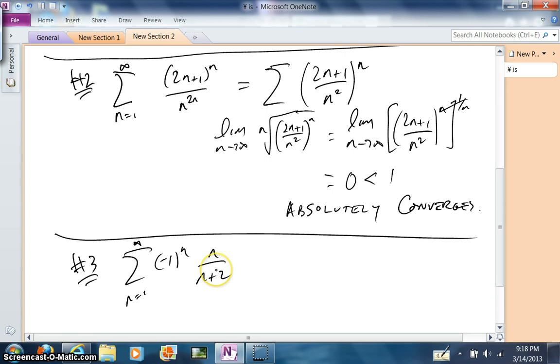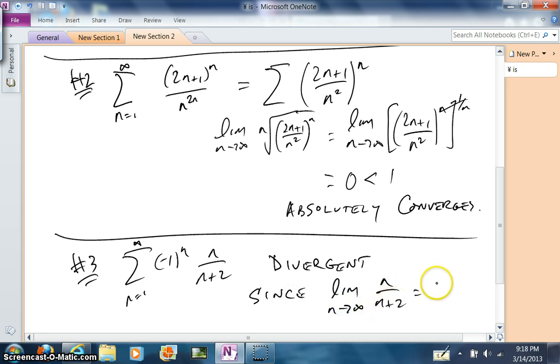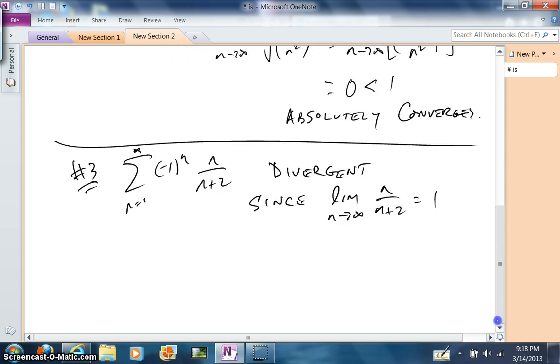Alright, immediately, if you look at this, the limit is 1, and so it fails, or passes, the divergence test if you look at it that way. So this is divergent since the limit as n goes to infinity of n over n plus 2 equals 1. You'll probably have something like that on your test. I've said that many times. You've got to just take the limit when you first see it.